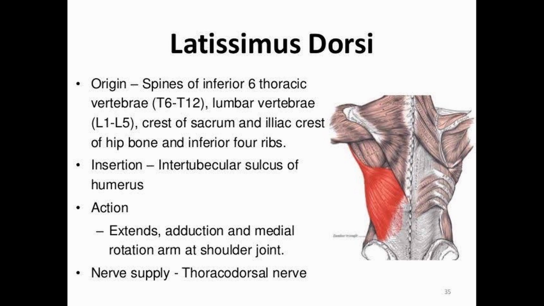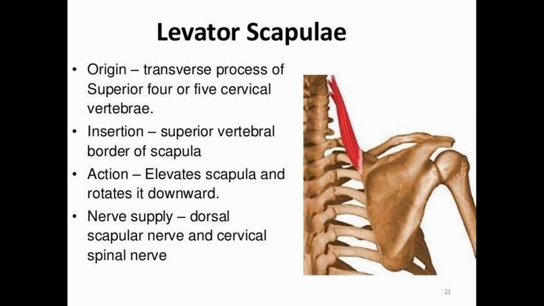Now the third one is levator scapulae. The levator scapulae muscle takes origin from the transverse processes of the superior four or five cervical vertebrae, and it is inserted into the superior vertebral border of the scapula, and its action is elevation of the scapula and rotating it downward, and it is supplied by the dorsal scapular nerve and the cervical spinal nerves.